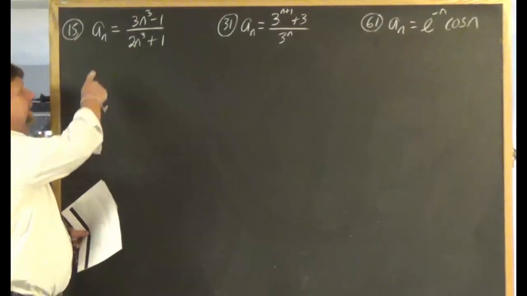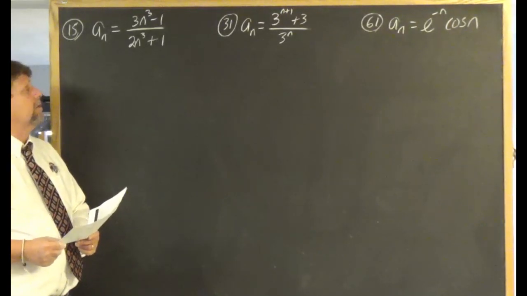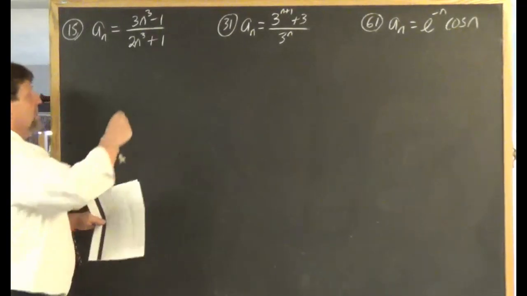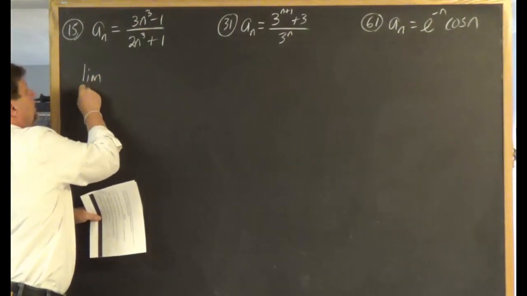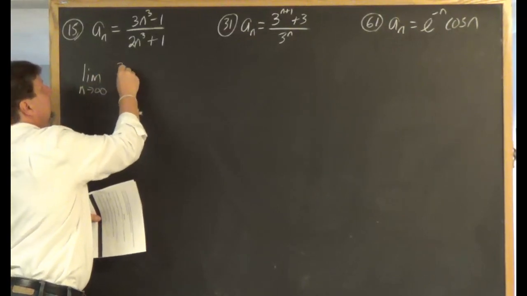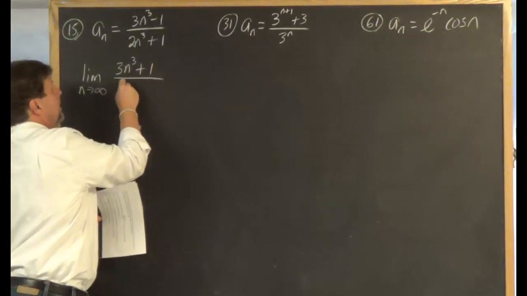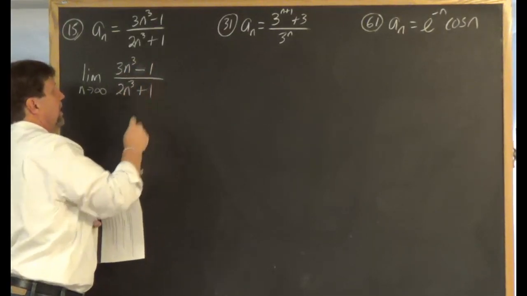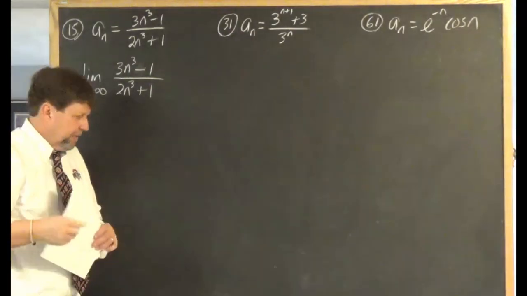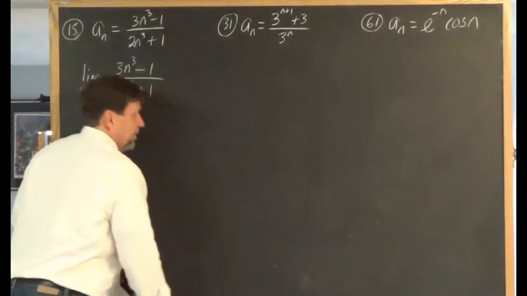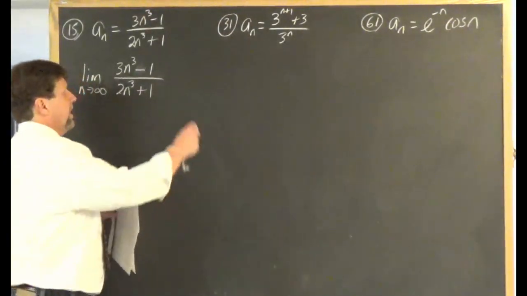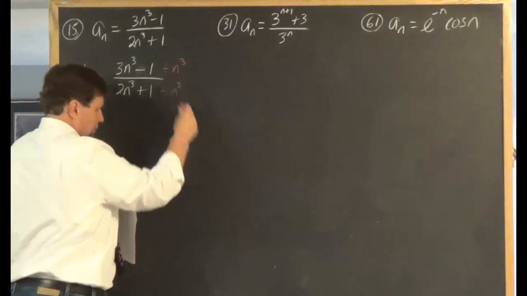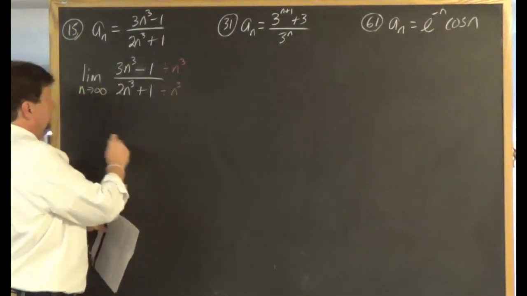All right, number 15, you're given a sub n equals 3n cubed minus 1 over 2n cubed plus 1. So we need to look at the limit as n goes to infinity of 3n cubed minus 1 over 2n cubed plus 1. I think I have an algebra trick here. The degree of the numerator is 3, the degree of the denominator is 3. So I'm going to divide everything in the numerator and denominator by n cubed.